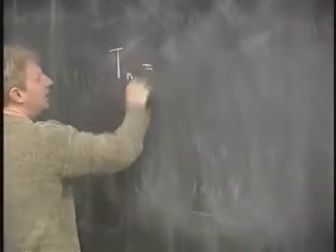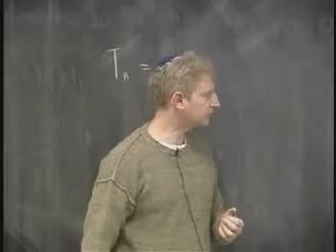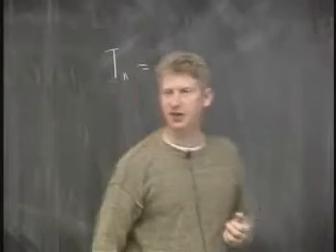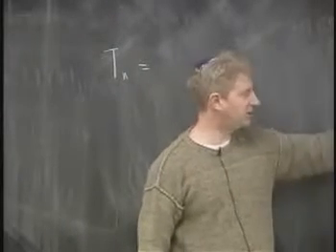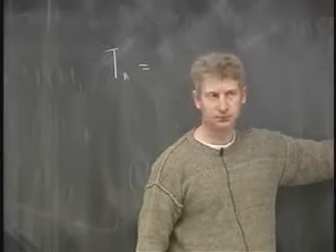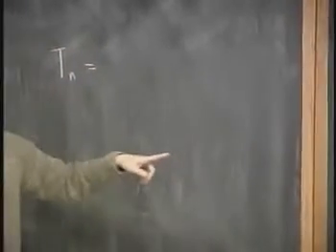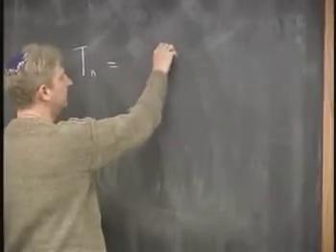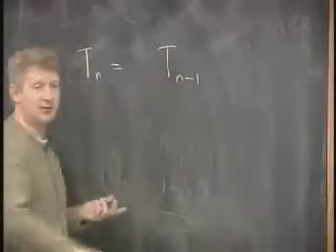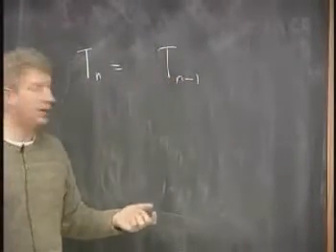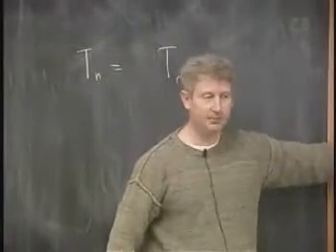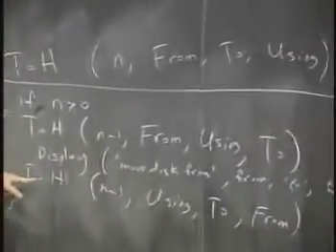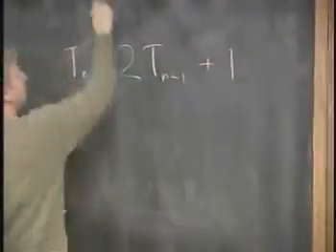T of n is how long this algorithm takes. What does it consist of? It consists of 3 steps. The first step is a recursive call on n minus 1. How much time does that take? I don't know how much time it takes, but I know it's called T of n minus 1. And this takes one step, and then I got another T of n minus 1. So I get 2 T of n minus 1 plus 1.